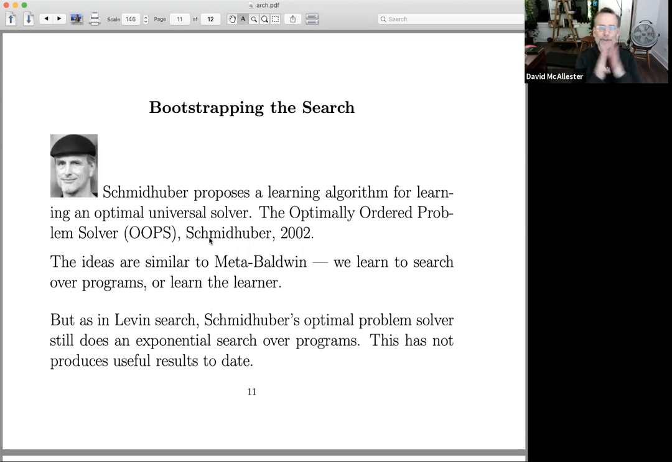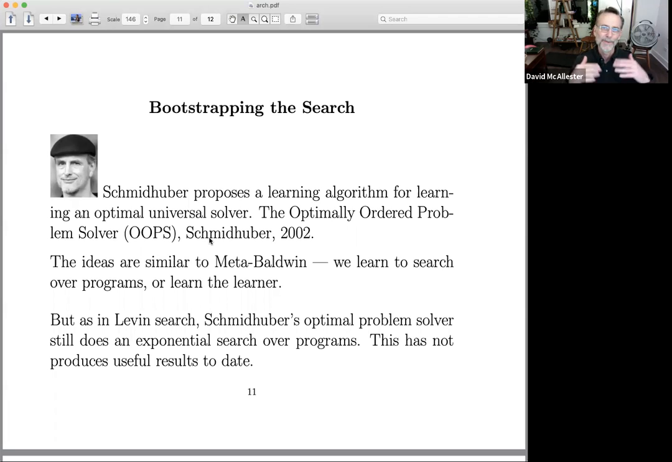So bootstrapping. The fundamental problem here is finding the functions in our programming language, the Pythons or some representation of the function that we're trying to learn. And Schmidhuber, the well-known Schmidhuber, one of the four horsemen of deep learning, proposed a learning algorithm that he calls the optimal ordered problem solver. And this goes back to 2002. The basic idea is sort of like the Metabaldwin effect, and it combines the Metabaldwin effect with Levin's search. So he's going to search over all programs, but one of the programs he's searching over is the program that searches over programs. So he's searching for the most effective search over programs.